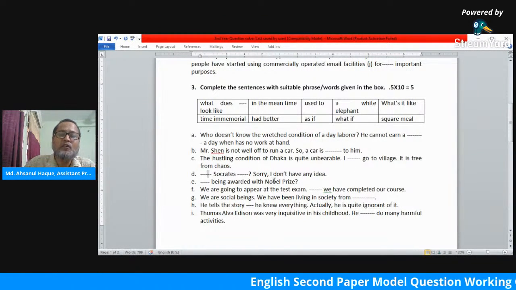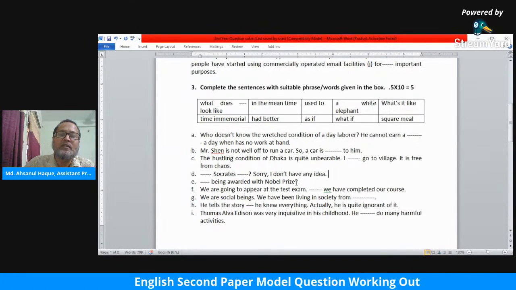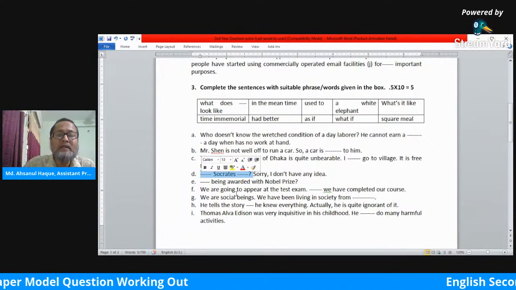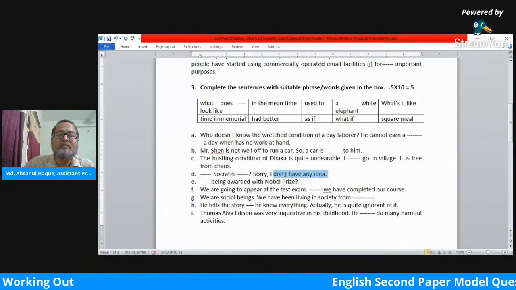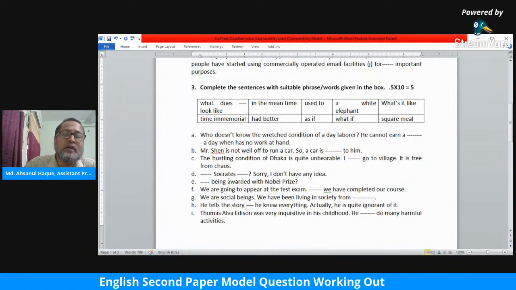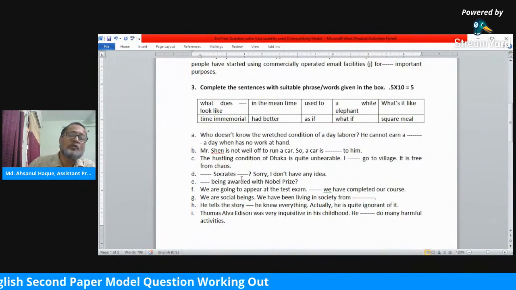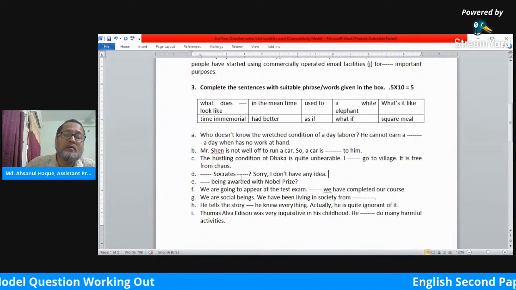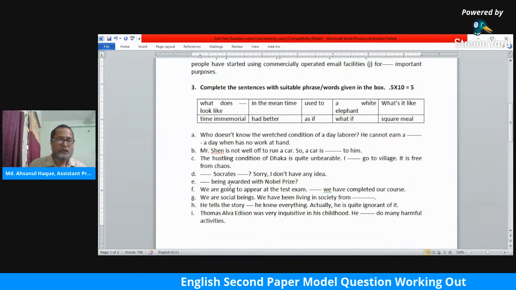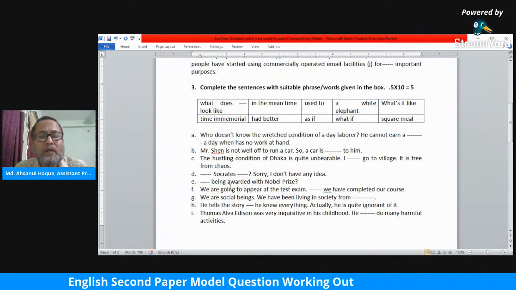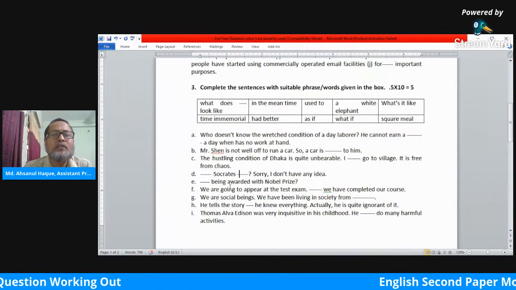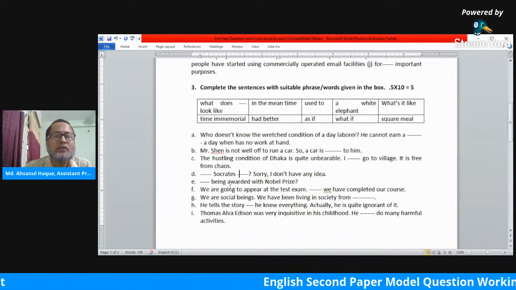Dash Socrates? Sorry, I don't have any idea. See, the first sentence is a question made by one person, and this is the answer made by another person. So what did Socrates look like? Not what does, because Socrates died thousands of years ago. What did Socrates look like?